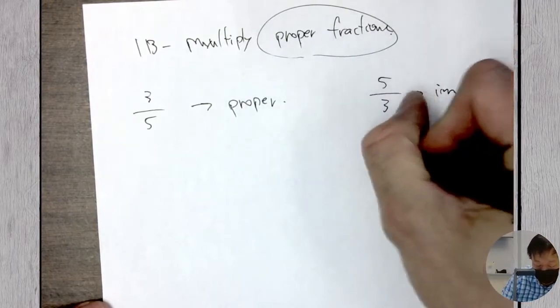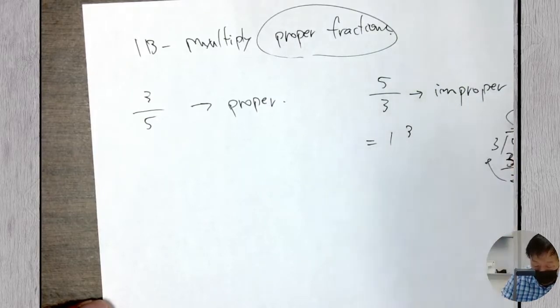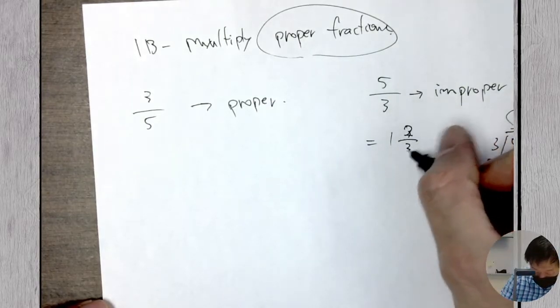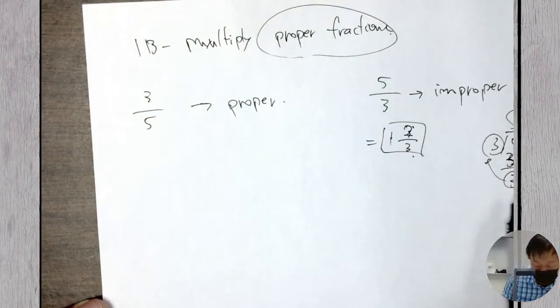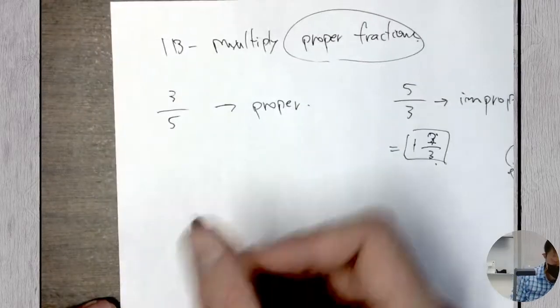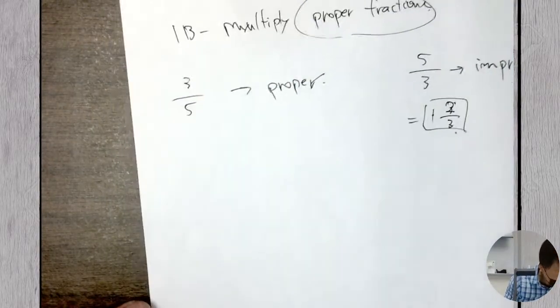If you have 5/3 as your final answer, I would not accept that as a final answer. You have to take 5 divided by 3, going into ones, and you have 2 left. Stop there. 1 and 2/3. So always go this way. 1 and 2/3. All right, don't go into the decimals if the answer you're looking for is a mixed number. Anyways, so that would be a proper fraction.